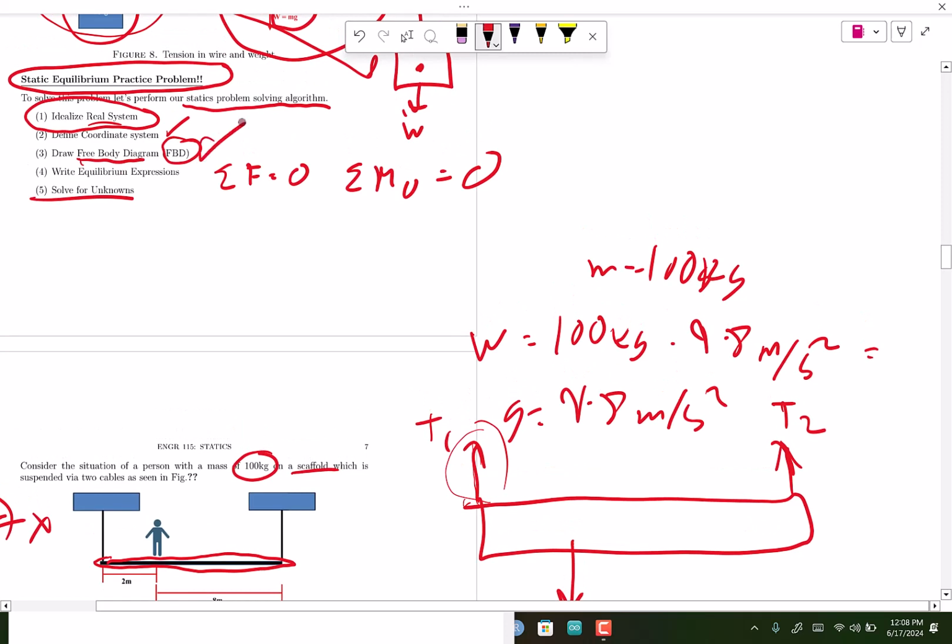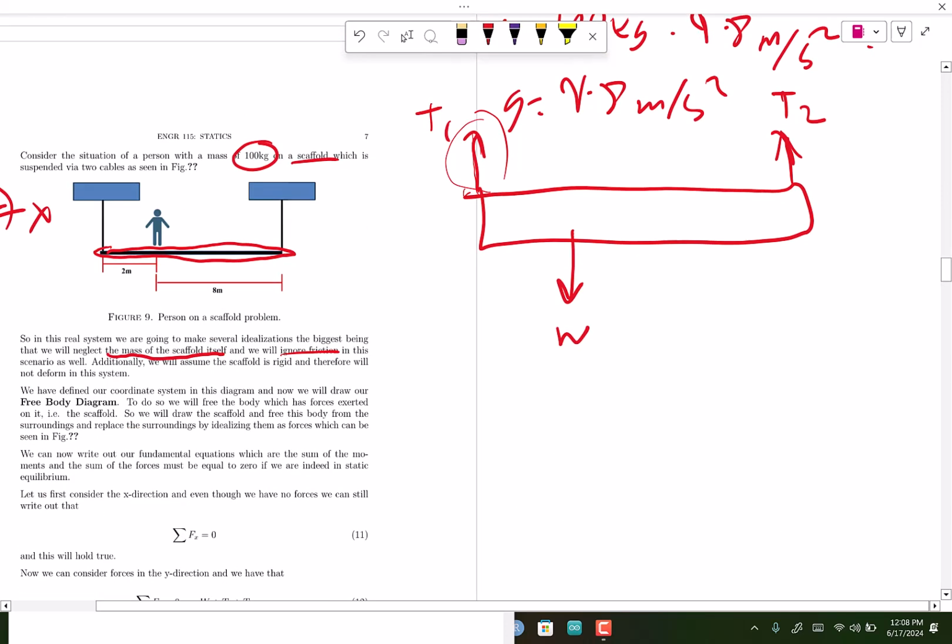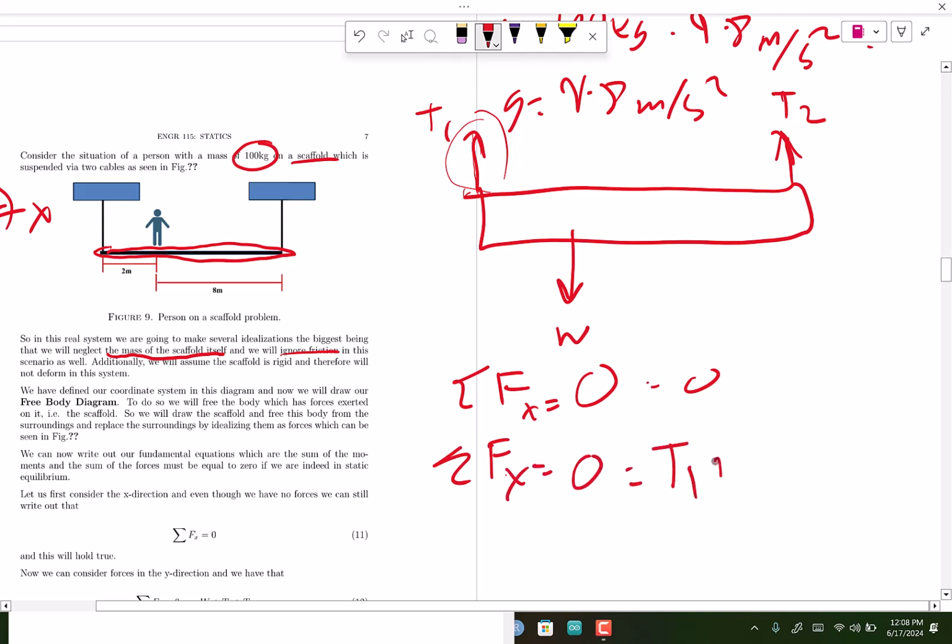Now we need to write our equilibrium expressions. So what's the sum of the forces in the x direction? Well, we're in static equilibrium, so they must be equal to 0. Are there any forces in the x direction? No. So everything's fine there. What about the sum of the forces in the y direction? Well, it must be equal to 0, so we'd have T1 plus T2 minus W. Okay, this is still an unknown. This is still an unknown.